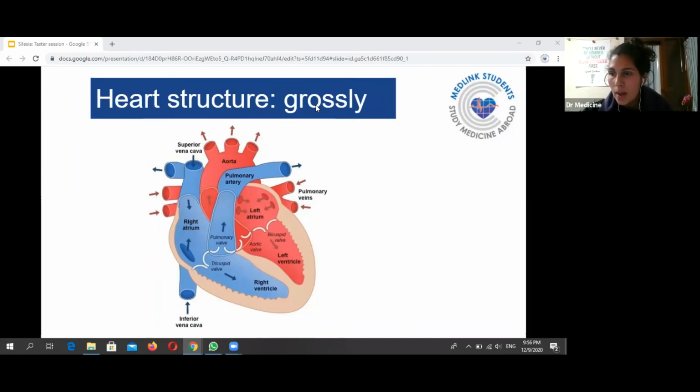Okay, and then the ventricles as well. So the right ventricle, could you tell me, is it receiving deoxygenated blood or is it receiving oxygenated blood from the right atrium?